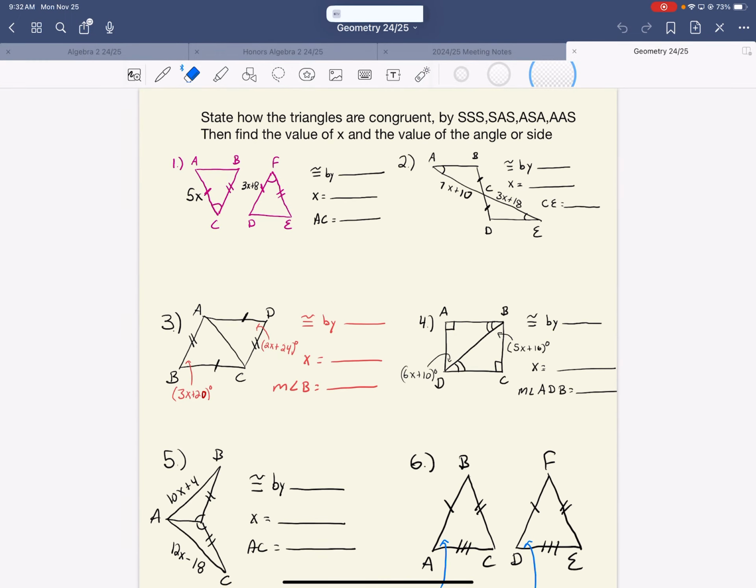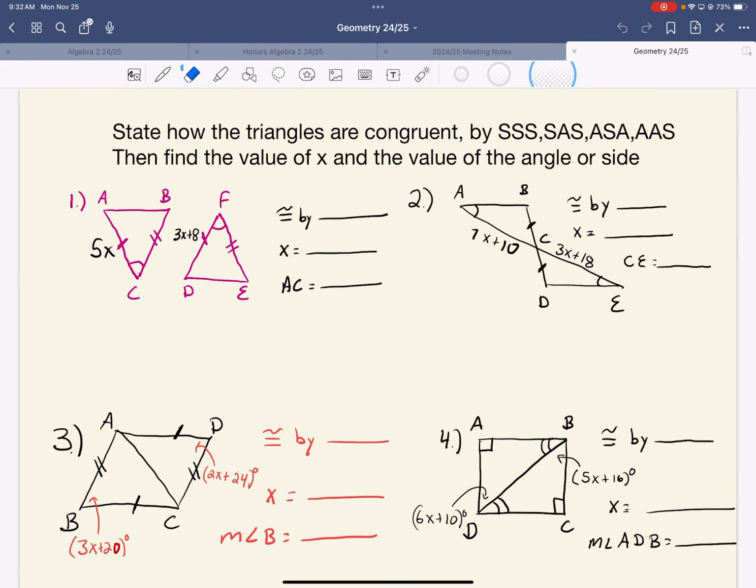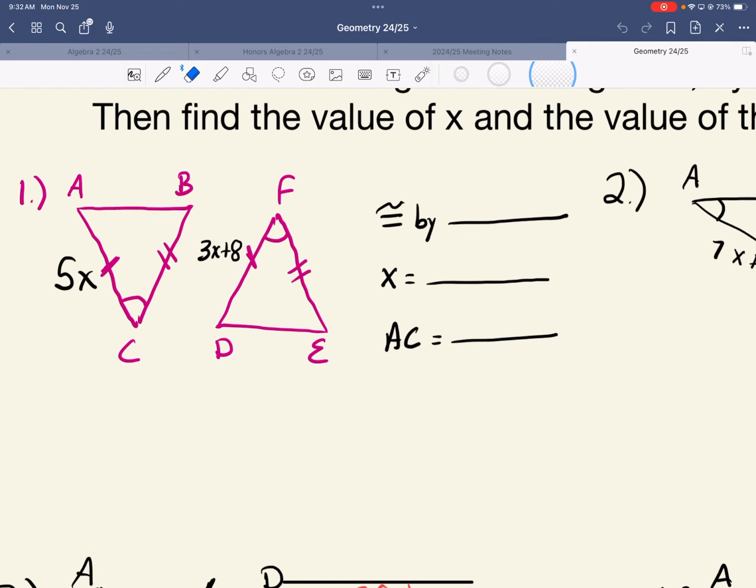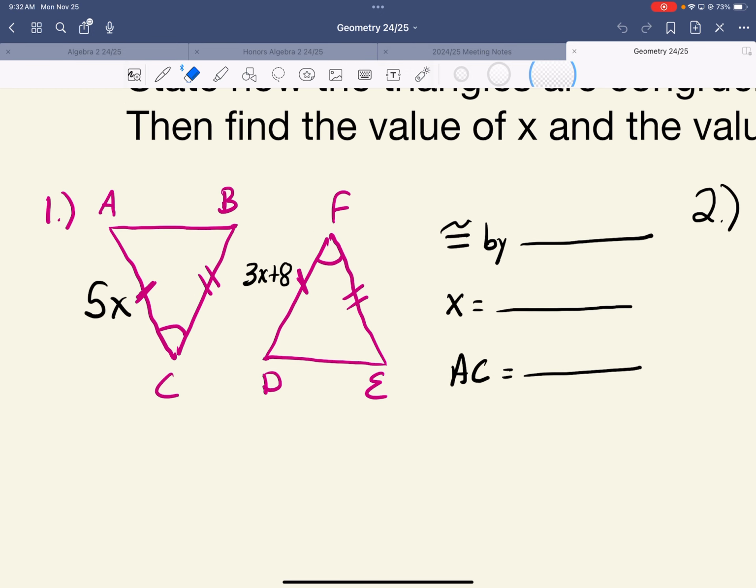So what we're going to do is we're just going to do 4 problems together. Just kind of remind you what we did last week. We're going to state how the triangles are congruent by side, side, side, side, angle, side, or angle, angle, side. And then we're going to find the value of x and then the value of the angle or side. All right, so if we look at the first one, we look at what we have.